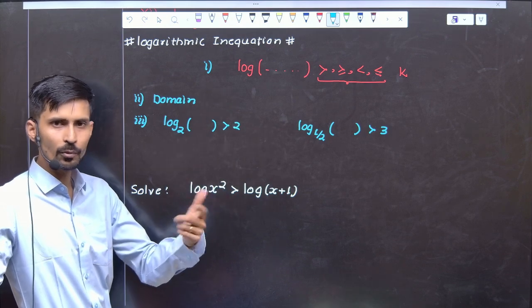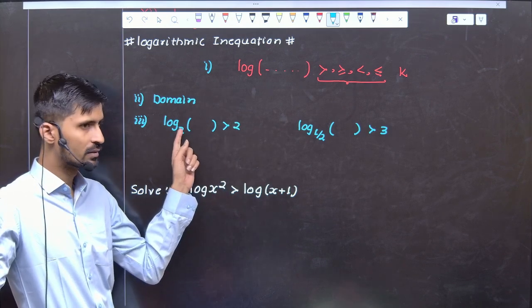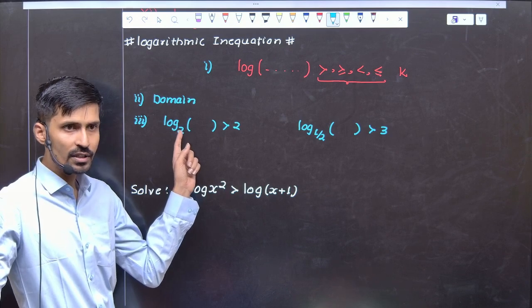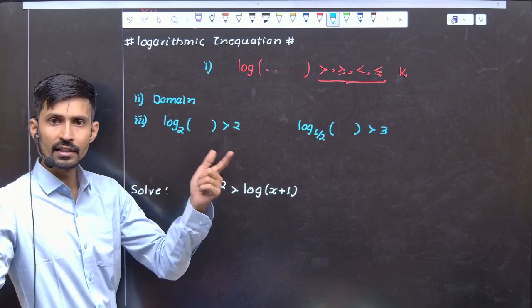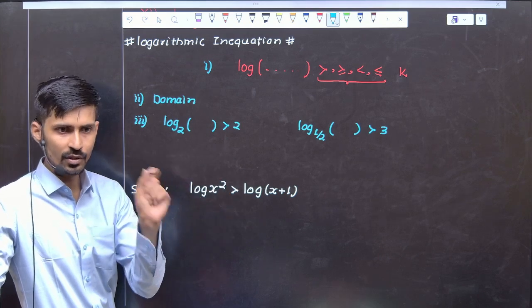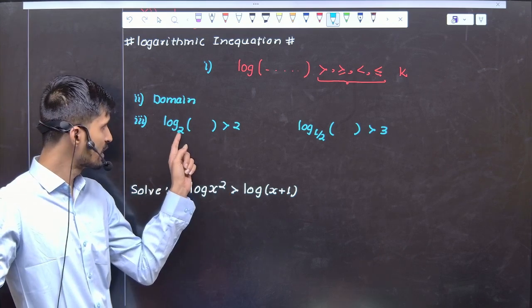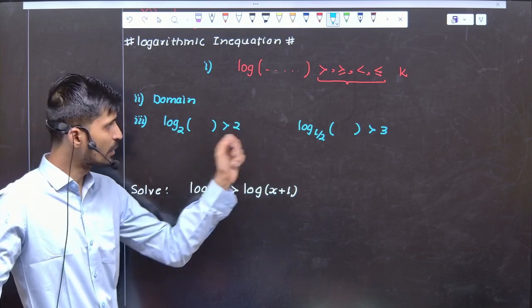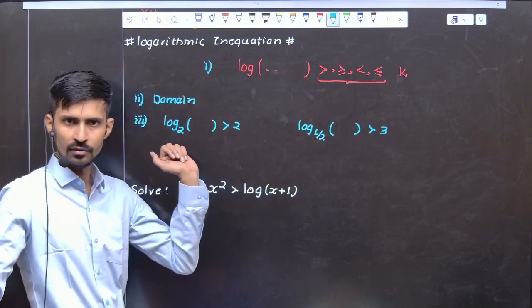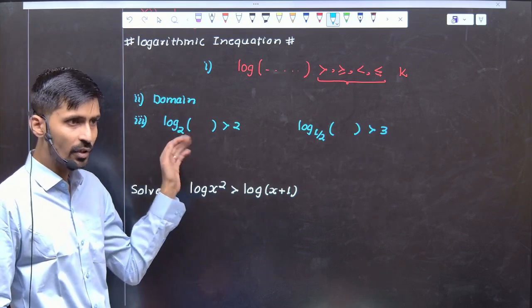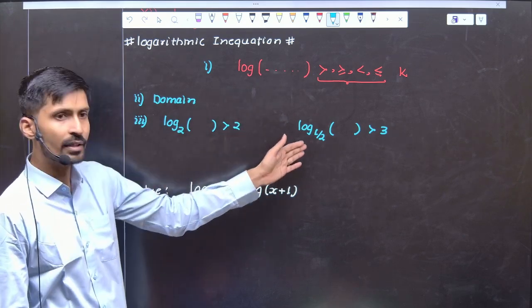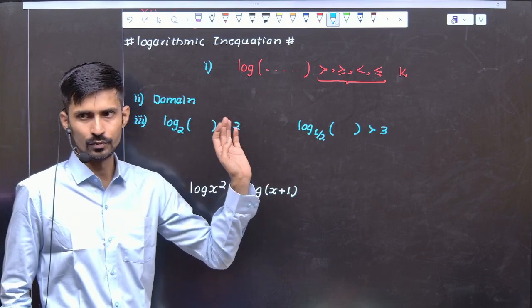After that, what you have to see? You have to see the base. In the base, what will you see? Whether the base is greater than 1 or the base is between 0 to 1. So here the base is greater than 1. Here the base is between 0 to 1. So if the base is greater than 1, what will I do? And if the base is between 0 to 1, what will I do?